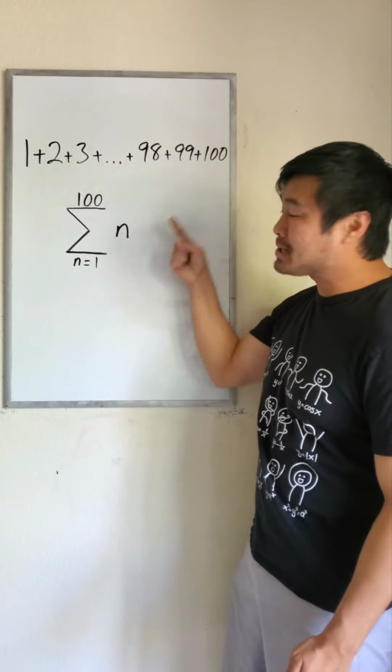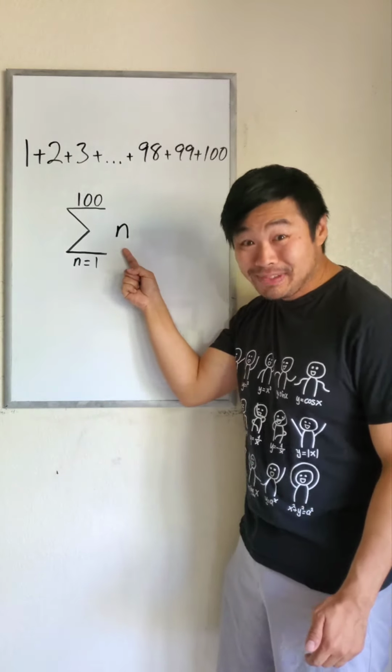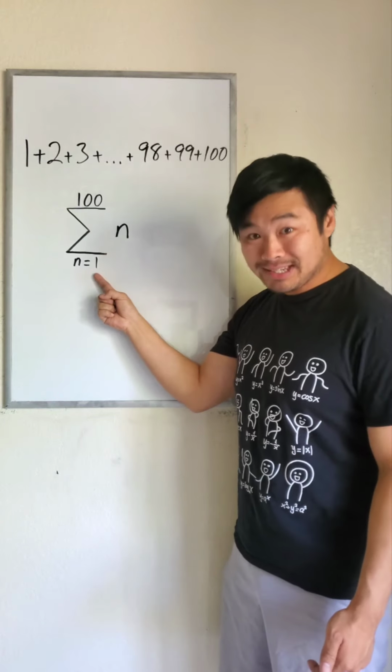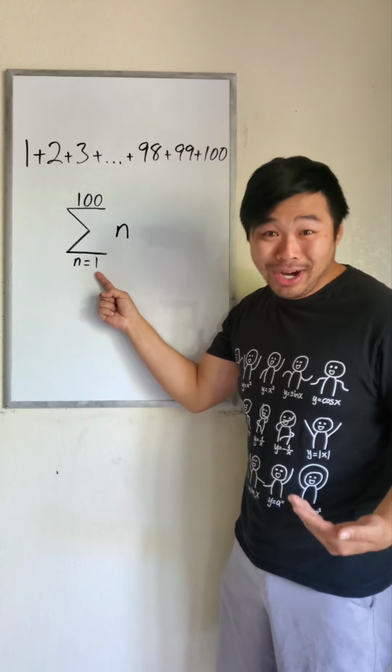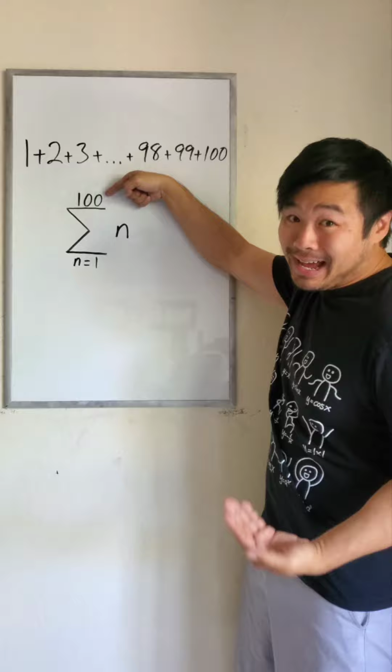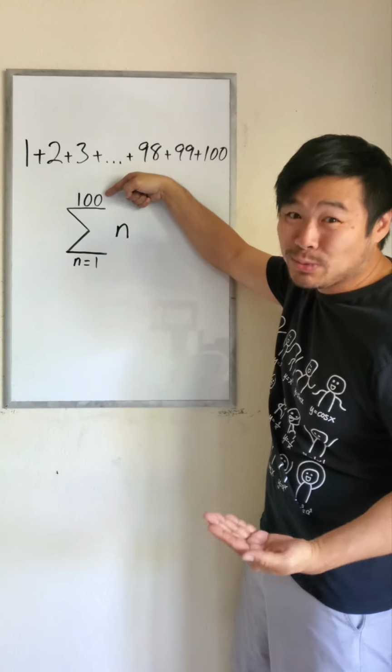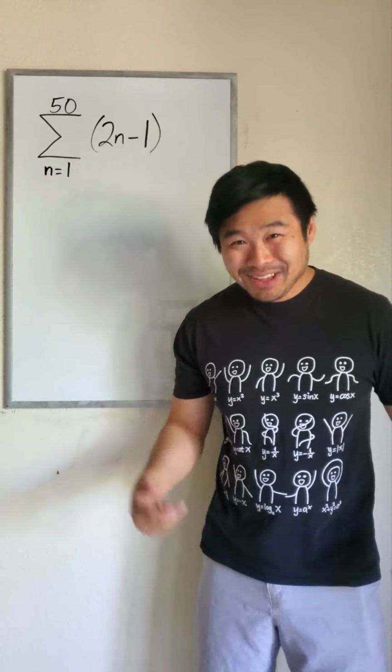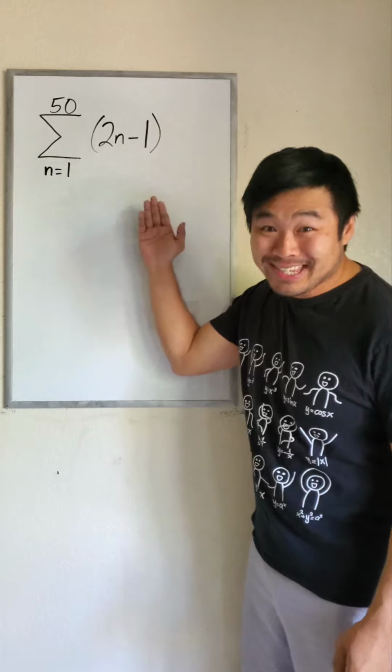Each term is represented by this expression over here. And we start by substituting in this number, and we go by increments of 1 until we reach this number. And sometimes we will see infinity here as well. Alright, so let's practice. Tell me what this is saying.